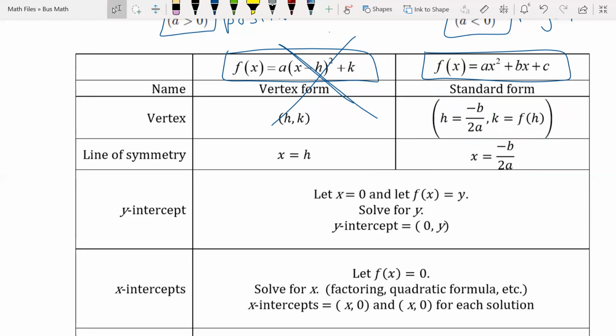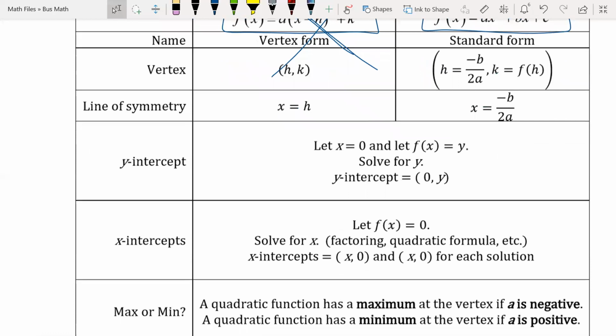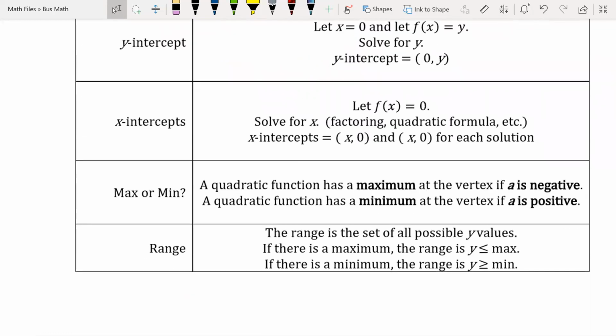Now, some concepts we know already that we can apply to the quadratic function. How to find a y-intercept. To find a y-intercept, we let x equal 0 and we solve for y. X-intercepts. To solve for x-intercept, we let f of x equal 0. Remember, f of x is the same thing as y. F of x is just pronounced f as a function of x, right? So this function depends on x, which means it's just like y. Y depends on x.